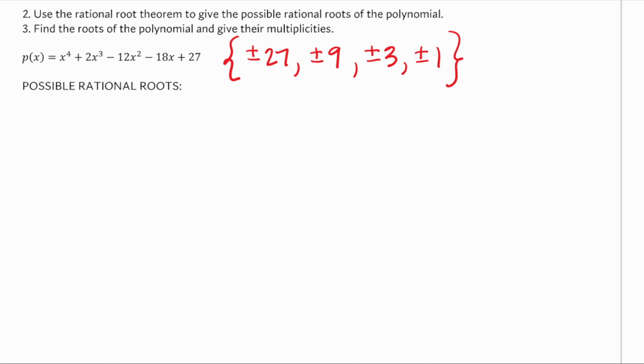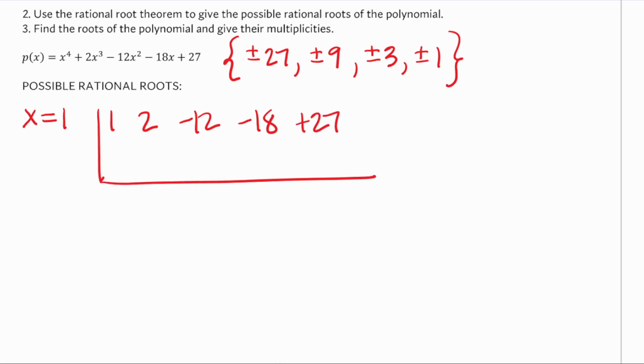I think I'm going to start with x equals 1. And you know me, I tend to guess right a lot. I'm a pretty lucky guesser, I suppose. And so 1x to the 4, 2x to the 3, negative 12x to the 2, negative 18x, and positive 27. All right, we're going to try x equals 1.